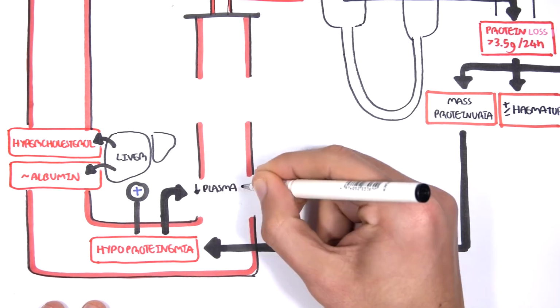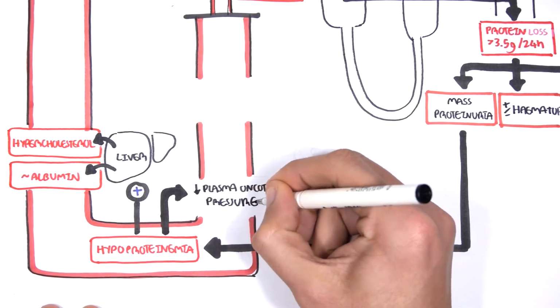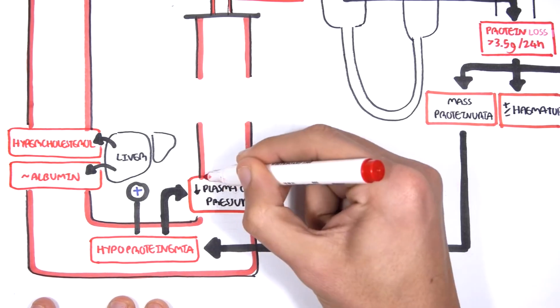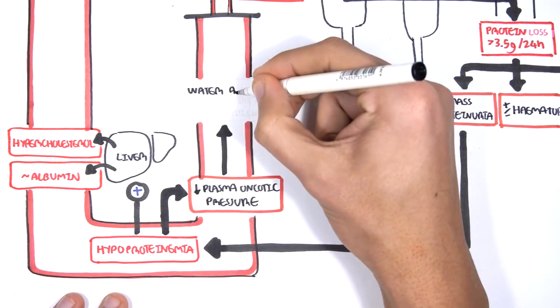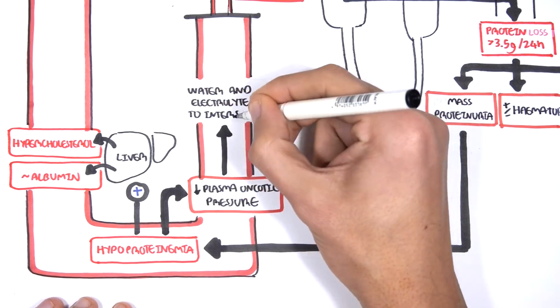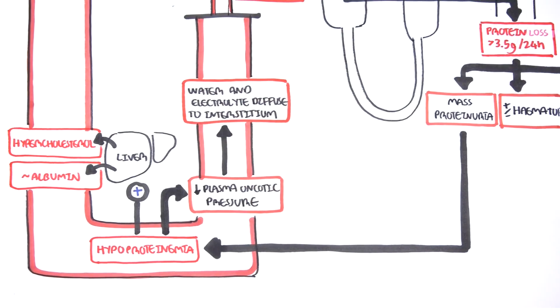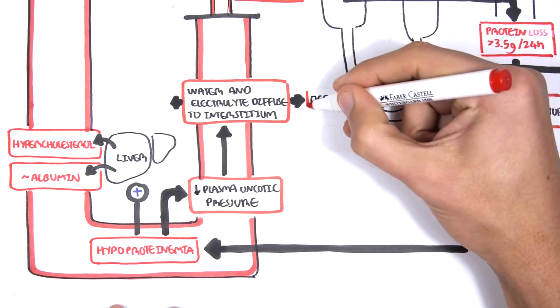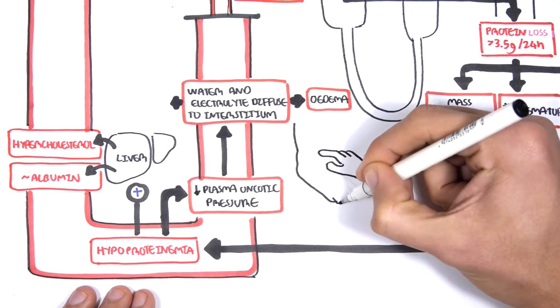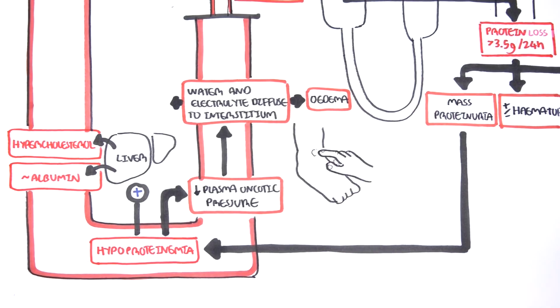Now, the hypoproteinemia or the hypoalbuminemia also results in a reduced plasma oncotic pressure. A reduced oncotic pressure means that water and the electrolytes will actually move into the interstitium. So they will move from circulation into the interstitium. This occurs because of oncotic pressure. There are no solutes, there are no proteins in the vascular compartment to hold the water and the electrolytes. And so the water and the electrolytes will move to the interstitium. And this will result in peripheral edema, which causes swelling of the feet, for example.